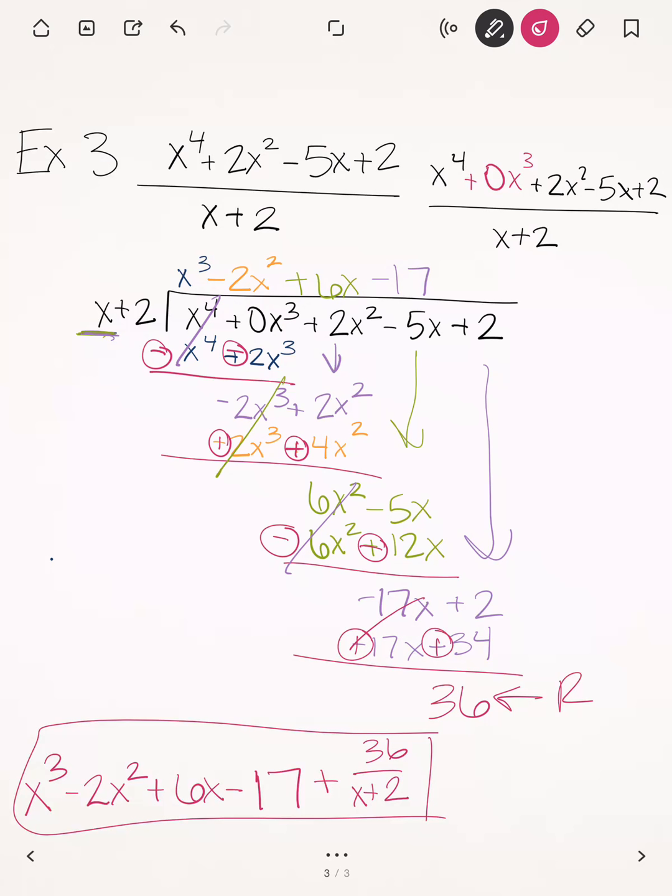And this is how you divide polynomials using long division. Tomorrow we will learn how to use synthetic division.